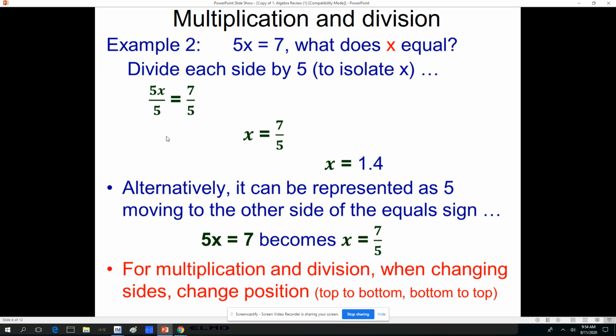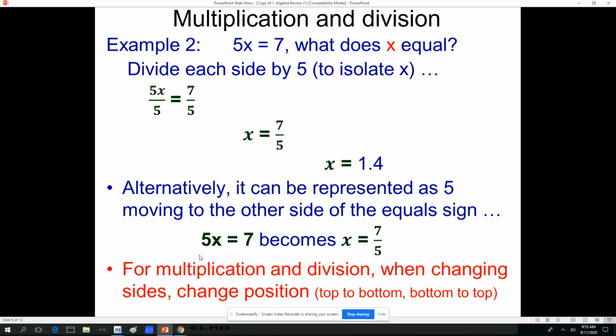Of course, you could just say, oh, I need to move the 5 to the other side. Moving the 5 to the other side is simple. It's multiplied by 5 here, so if you move it to this side, it has to be divided by 5. And you get something that looks like that. So for multiplication and division, when you're changing sides, change the position. If it's on the top, put it on the bottom. If it's on the bottom, put it on the top.